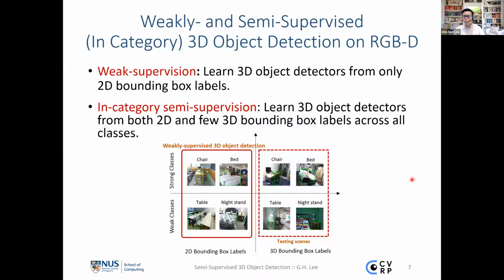Another possible way to reduce the amount of ground truth is in-category semi-supervised learning. In this setting for RGBD data, we are given the ground truth 2D bounding boxes for all objects, but only a few ground truth 3D bounding boxes for each object class during training.